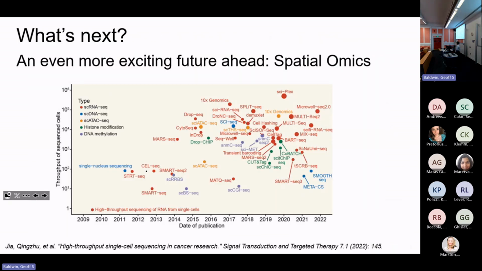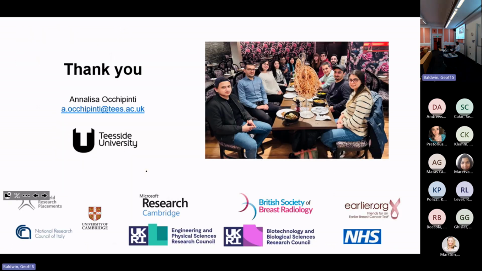And what's next? As we know, spatial omics is a big thing now, and that's what we hope we can contribute to with the method that we're developing in the model in the group at the moment.